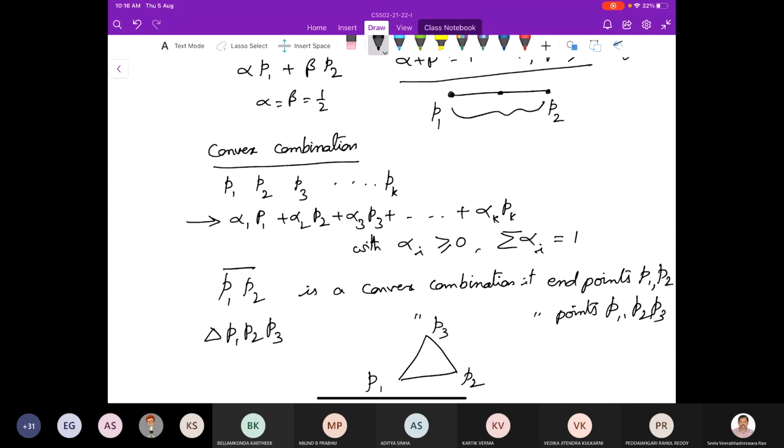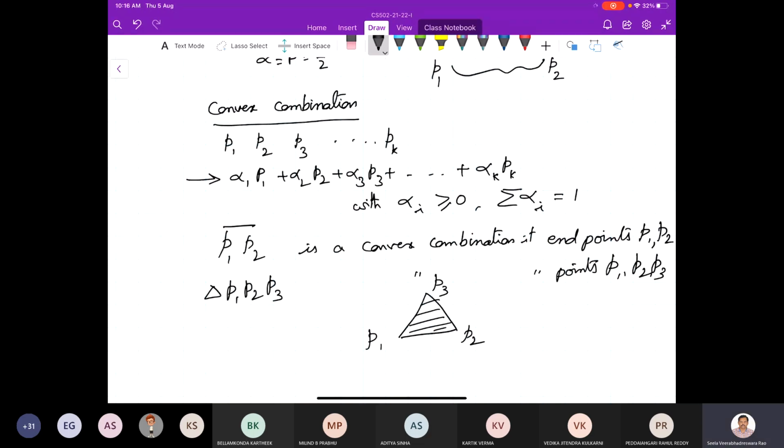See, in fact, if you take a triangle, all the convex combinations of P1, P2, P3, what you will get is all the points which are inside this triangle. You can verify. So this triangle, we are not talking about just the boundary. We are talking in terms of the mathematical definition of convexity. So the boundary and all the points inside that solid triangle is nothing but a convex combination of these vertices. For different convex combinations, you will get different points inside this triangle or on the triangle. So a triangle is a convex combination of its vertices.